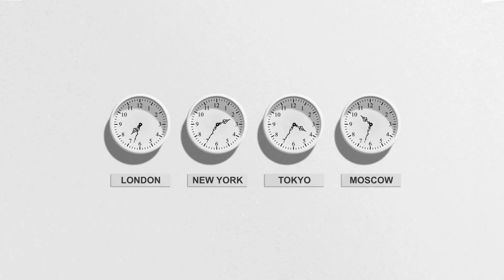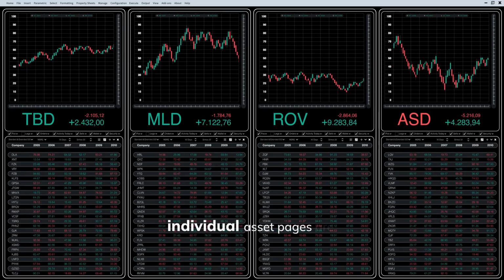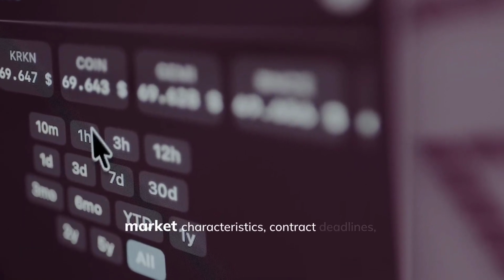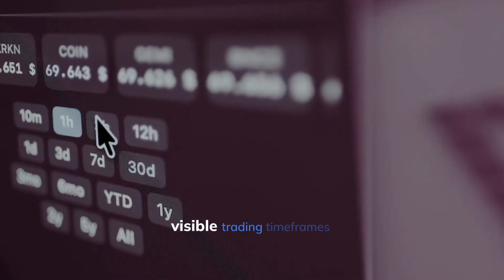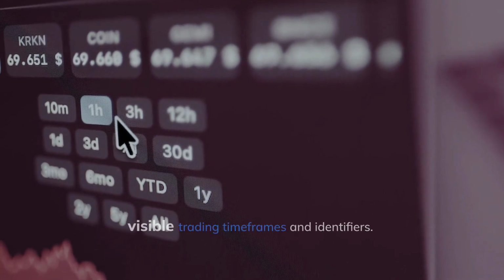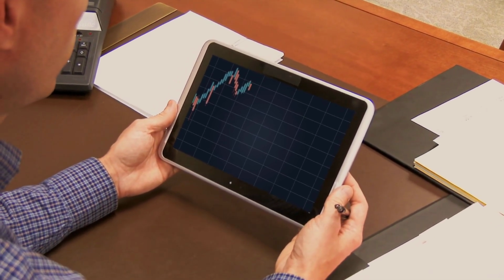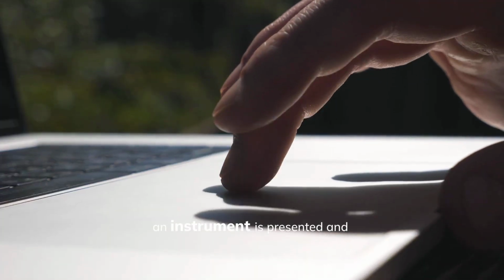time zone. Individual asset pages are described as showing market characteristics, contract deadlines, visible trading timeframes, and identifiers. These details can help users understand how an instrument is presented and when its relevant market activity takes place.